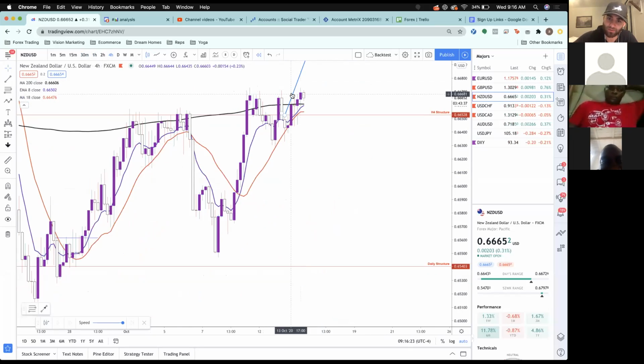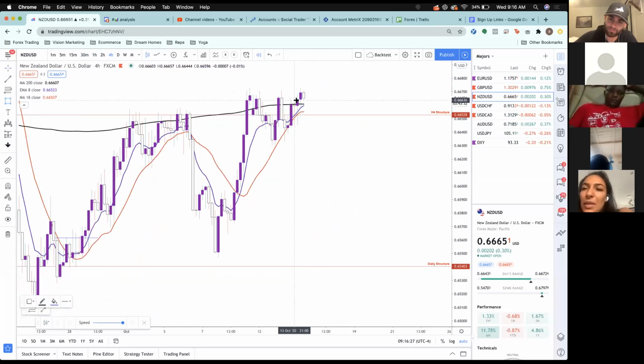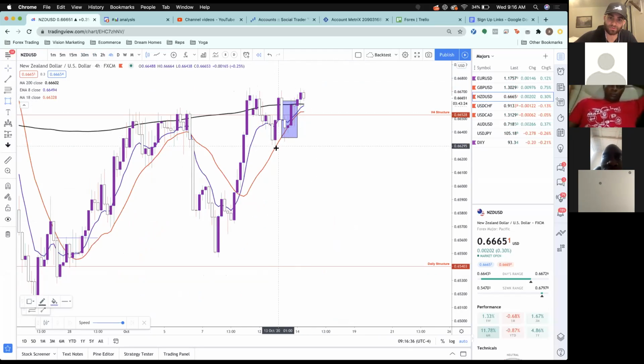As we can see on the 4-hour, we had this bullish candle right here. And again, we didn't want to buy until we were really above this level. So that's why we were patient on this. We could even see we had this bullish engulfing here.